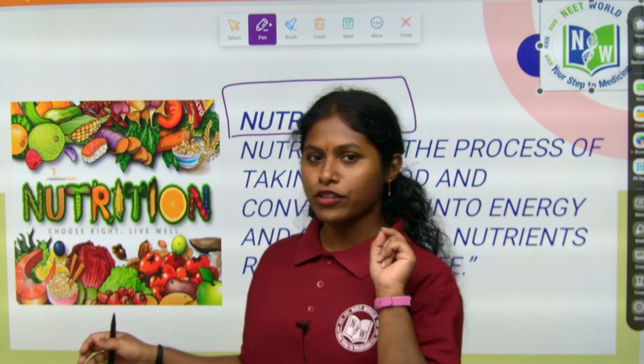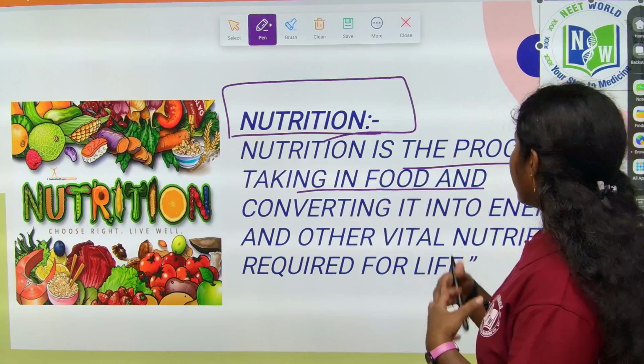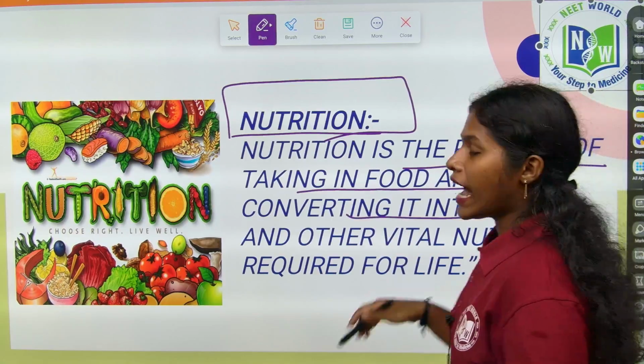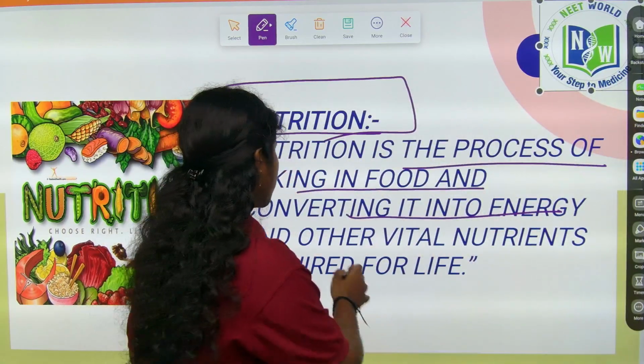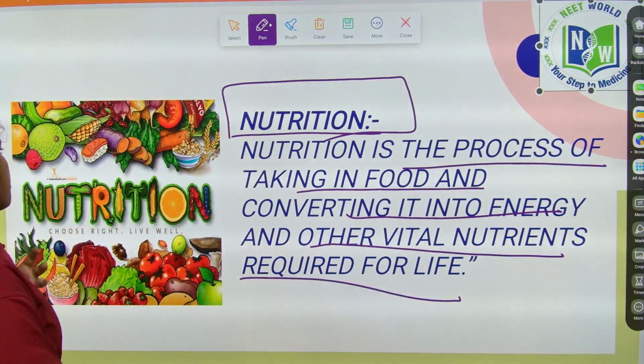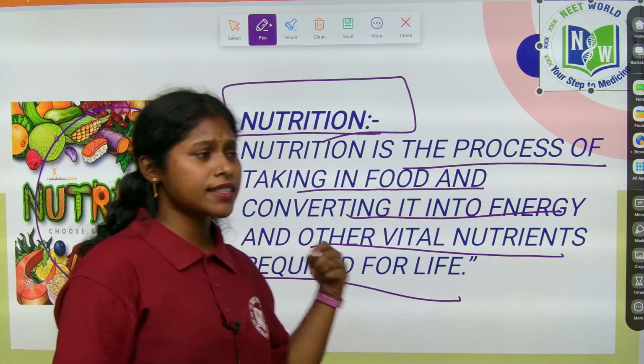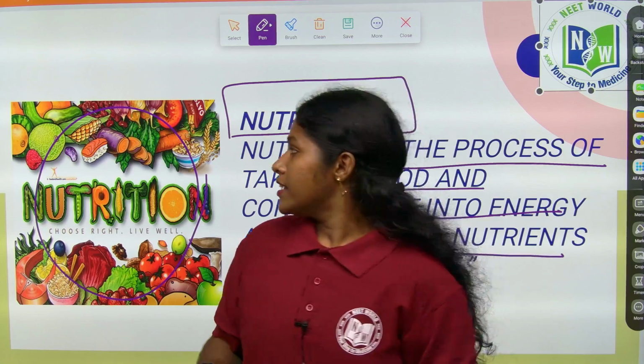So this is about nutrition. Nutrition is the process of taking food and converting it into energy, and the food has vital nutrients required for life, right? Various nutrients are present in different kinds of foods. From a single-celled living organism to the multicellular organisms, food is required.